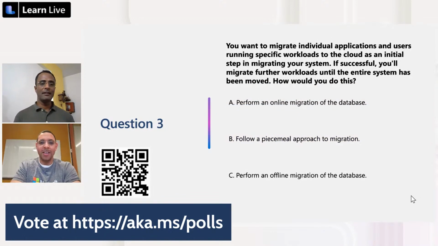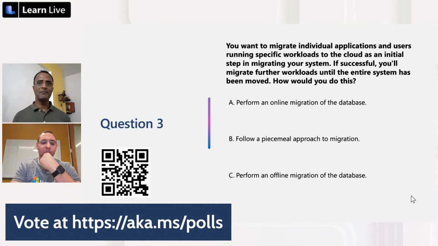Next question. You want to migrate individual applications and users running specific workloads to the cloud as an initial step in migrating your system. If successful, you'll migrate further workloads until the entire system has been moved. How would you do this? Answer A, perform an online migration of the database. Answer B, follow a piecemeal approach to migration. Answer C, perform an offline migration of the database.